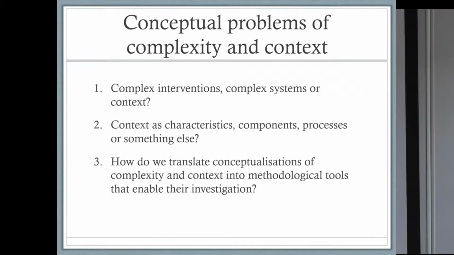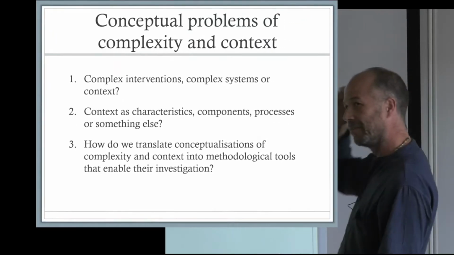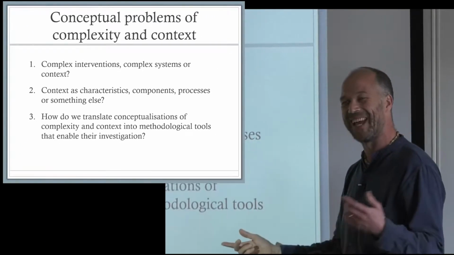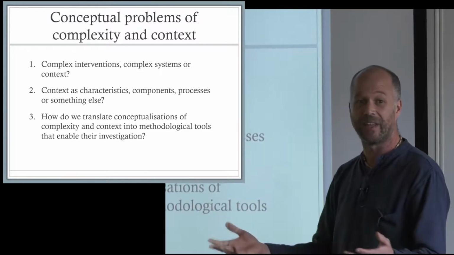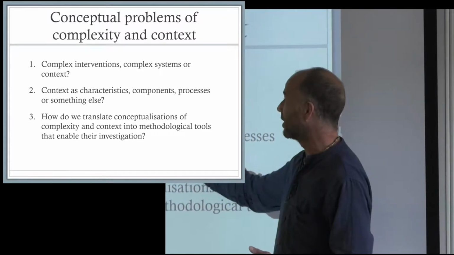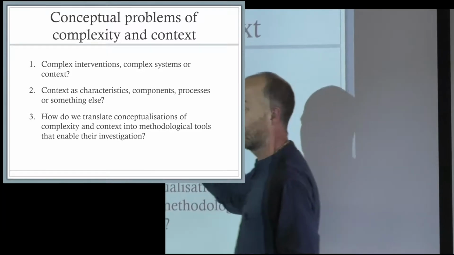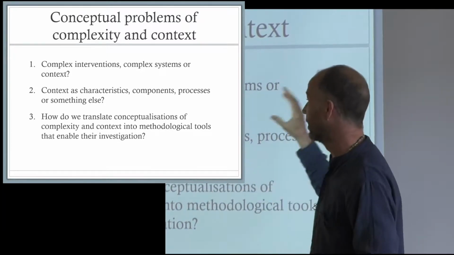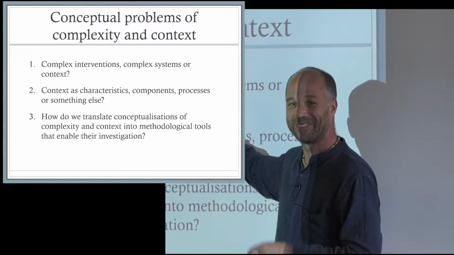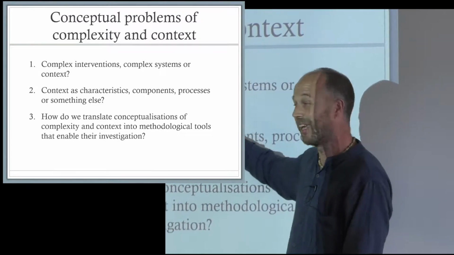Now, as I've been talking, you might be thinking there's a lot of complexity and context and different words that get thrown around, and I think that is the case as well. We've got complex interventions, complex systems, and we've got context. So what do we mean by each of those? And I'm not going to spend any time trying to address this first one right now, but I can talk about it later if you want.